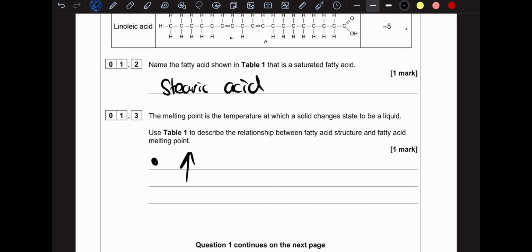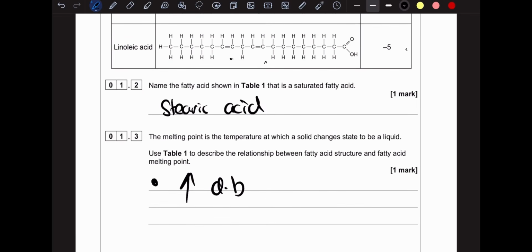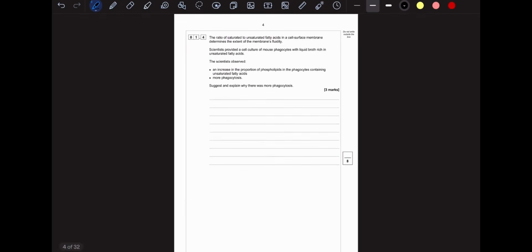So I'm just going to write it in very simply. Don't write like this in your exam. I'm just writing it because I don't want to spend too much time writing during this paper. So as we increase the double bond, right, then we see a decrease in melting point. And it's one mark that will be good enough.